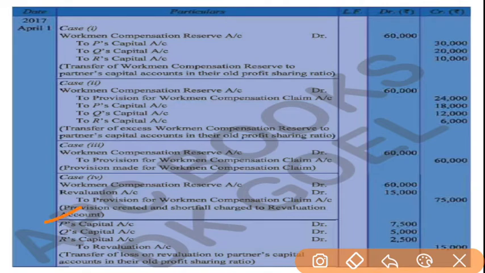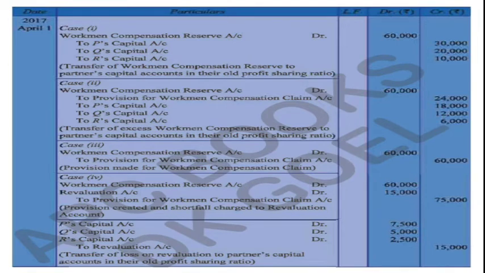So P's capital account debit, Q's capital account debit, R's capital account debit to revaluation. Why is revaluation credited? Because it is a loss right now. We were having less reserve, but we have to pay more claim. So this 15,000 will be distributed among partners in their old profit sharing ratio, that is 3, 2 and 1. So like this we will do workers compensation reserve, and we will solve our question like this. We will do the journal entries of workers compensation reserve.